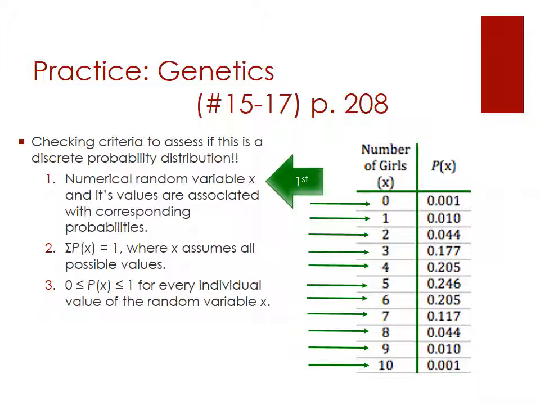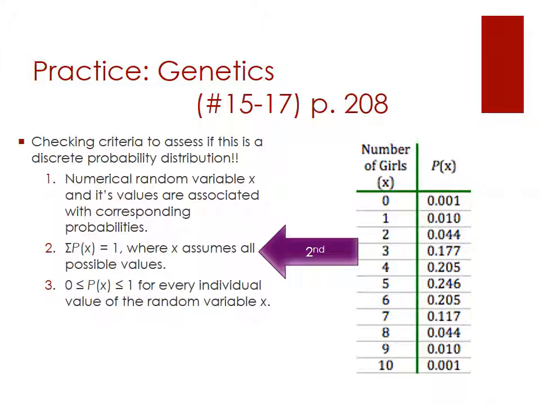Right, so here we go. Through numerical random variable x and its values are associated with corresponding probabilities. Yes, we can see that going across each of 0 through 10 is a numerical random variable and each has its own associated probability, so that is good. Here we're looking at where all the probabilities sum to 1. So pause the video for a moment, go through and check that and see what you get for your sum of all the P of x's. And then turn the video back on so we can check that.